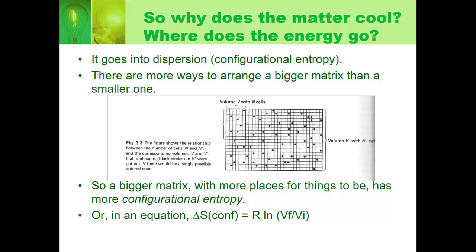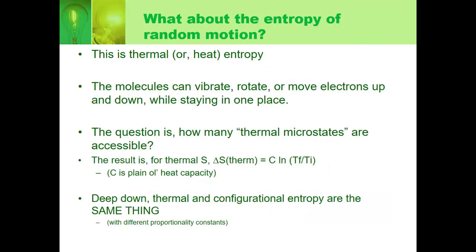The state that looks like this has a higher entropy than a state where they're all collected in one corner of the box. So a bigger matrix has more configurational entropy, and they can actually write an equation for this. The delta S for configurational entropy equals our gas constant times the natural log of VF over VI. This looks like one of our equations, but this is a microstate entropy equation. But you can see we're dealing with pChem concepts now. So that is the entropy of expansion.